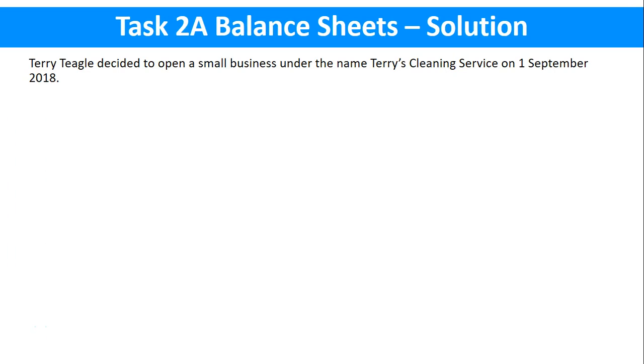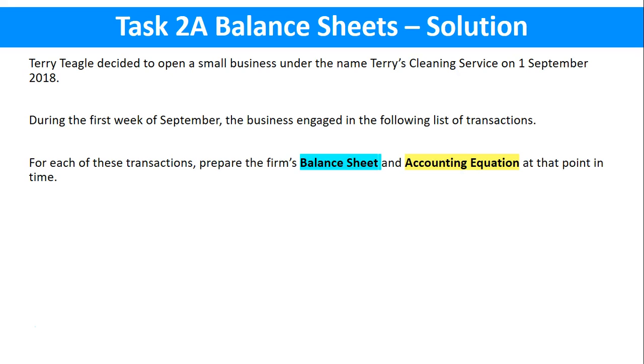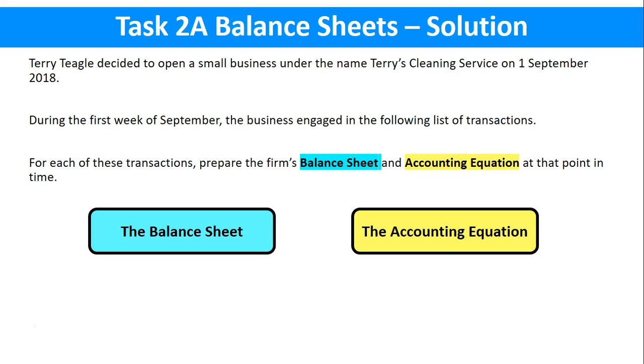Terry Teagle decided to open a small business under the name Terry's Cleaning Service on the 1st of September. During the first week of September, the business engaged in the following list of transactions, and for each of those, we're going to make a very basic balance sheet and an accounting equation at that point in time. So it's two separate concepts which are related, which is the balance sheet and the accounting equation.